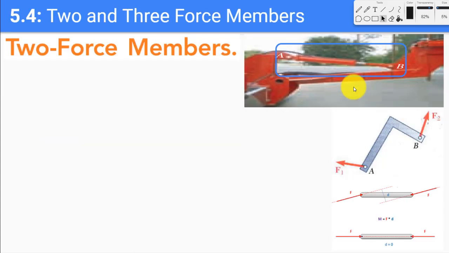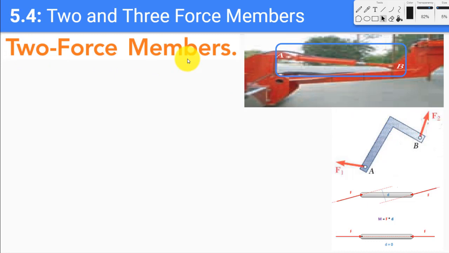So now we look at some special cases for rigid body equilibrium, and one of the special cases is what we call a two force member. A two force member is any member of our object which only has two forces acting on it. So like in this case we have this member AB, and there are only two forces, one force acting at A and the other force acting at B. It does not have any other force acting on it, and it does not have any other couple moments acting on it. So that is why they are called two force members.